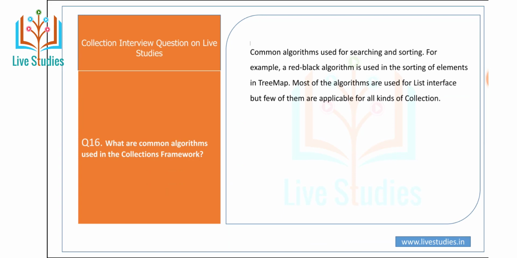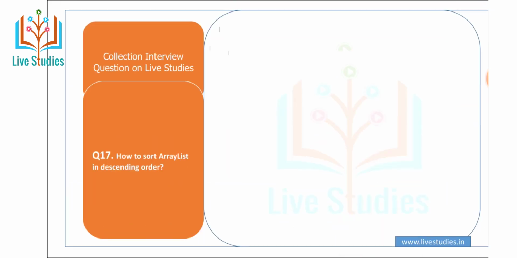Another question is, what are the common algorithms used in the collection framework? The common algorithms are used for searching and sorting. For example, the red black algorithm is used in the sorting of elements in TreeMap. Most of the algorithms are used for the list interface, but a few of them are applicable for all kinds of collections. Move to another question.